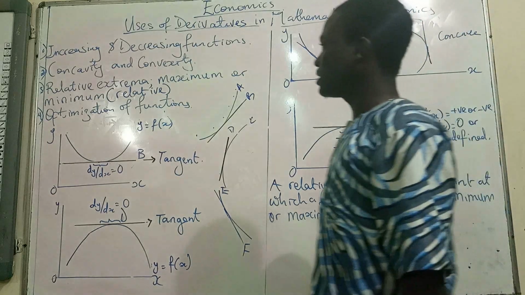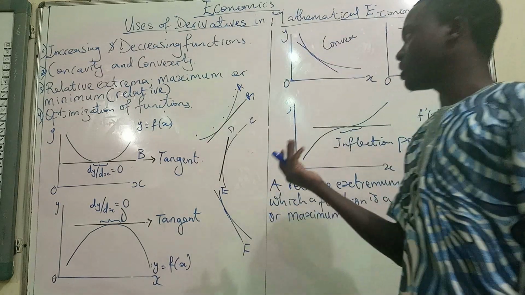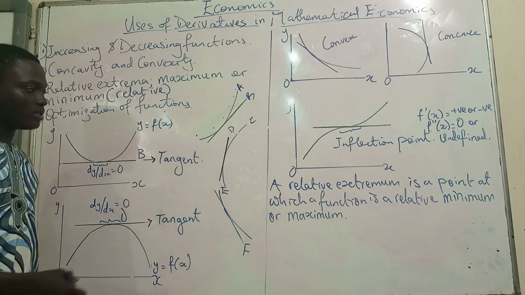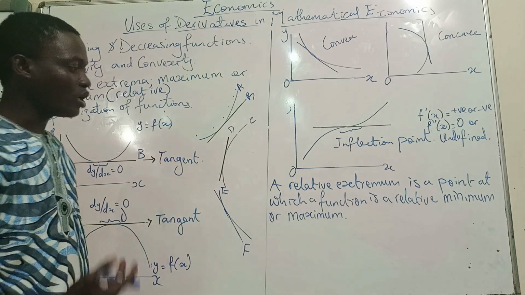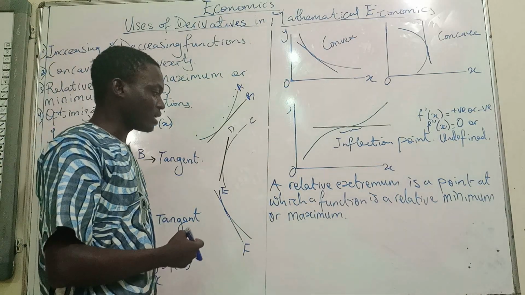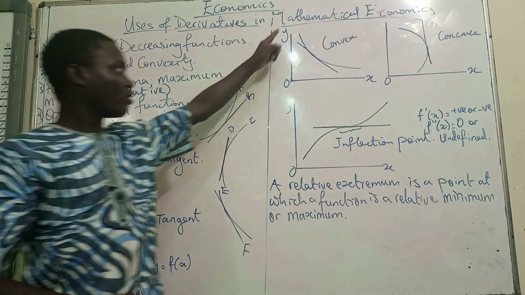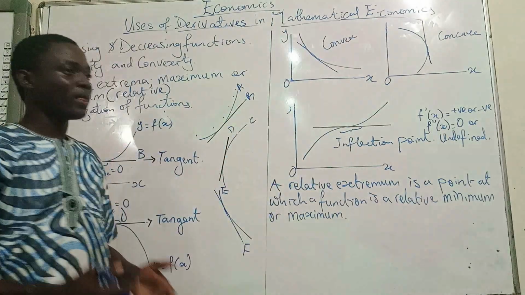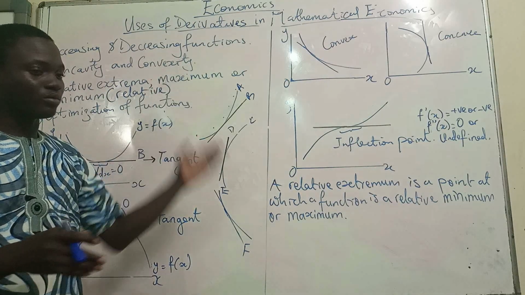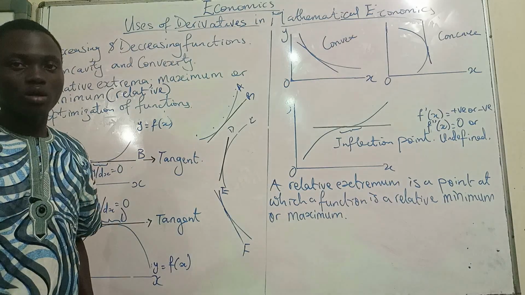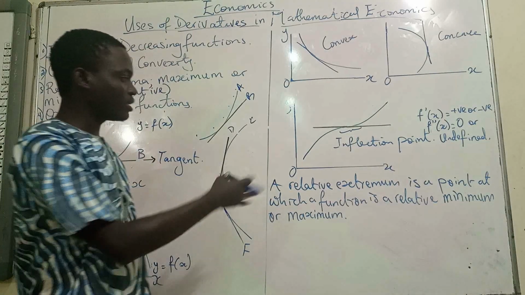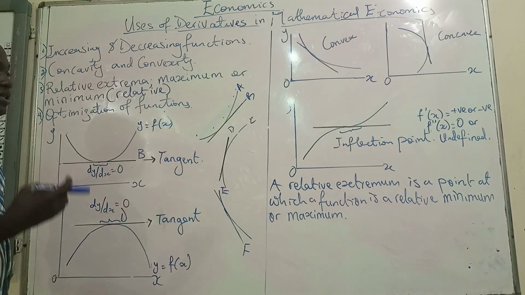Now number 3, we have relative extrema. What does relative extrema mean? A relative extremum is a point at which a function is a relative minimum or maximum. All of these curves represent a function. You are trying to plot y as a function of x. When you plot the points together and draw a line that matches all or most of the points, we have a curve, or a straight line if the function were linear.